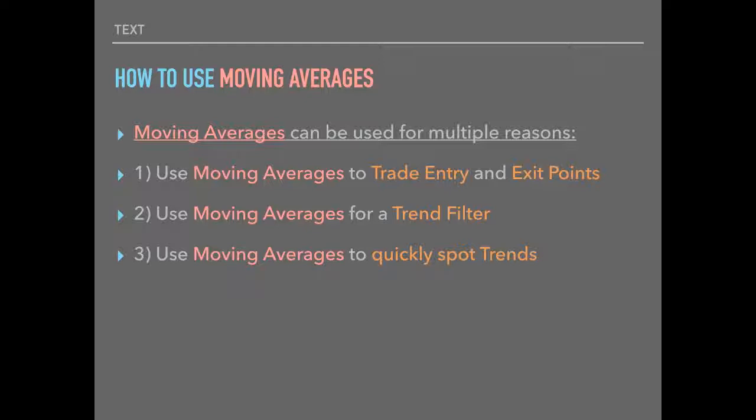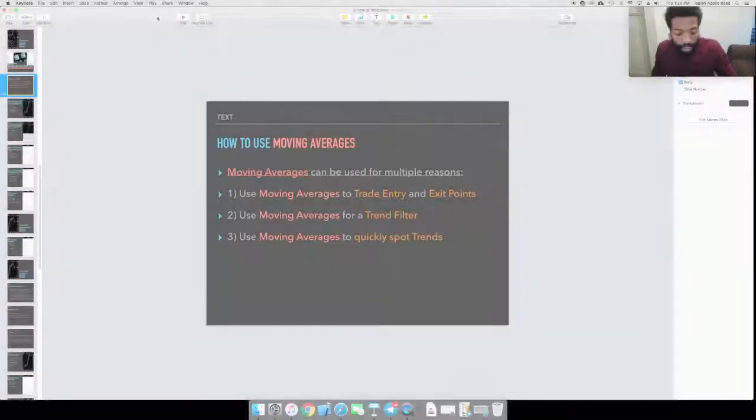So moving averages can be used for multiple reasons. All right, so one, you can use moving averages to trade entry and exit points. Two, use moving averages for a trend filter. And we'll talk about a trend filter near the end of this episode. Three, you can use moving averages to quickly spot trends, the different directions, if it's a trend, if it's a sideways market, if it's up or down. And we'll go into that and we'll talk about how to use that.